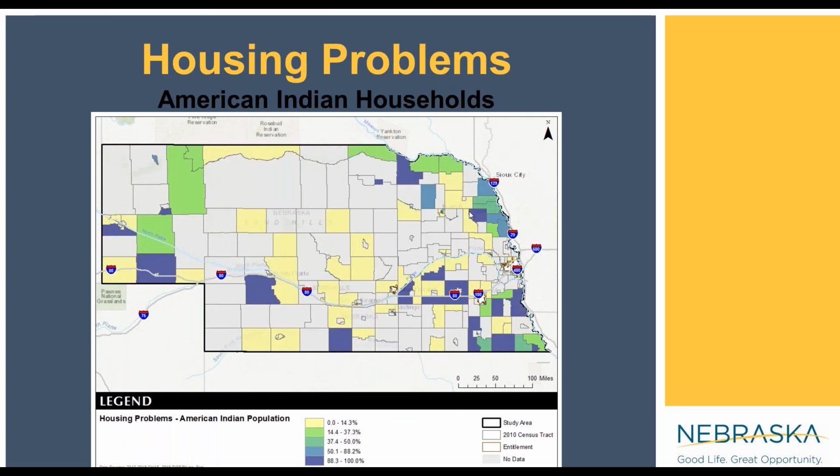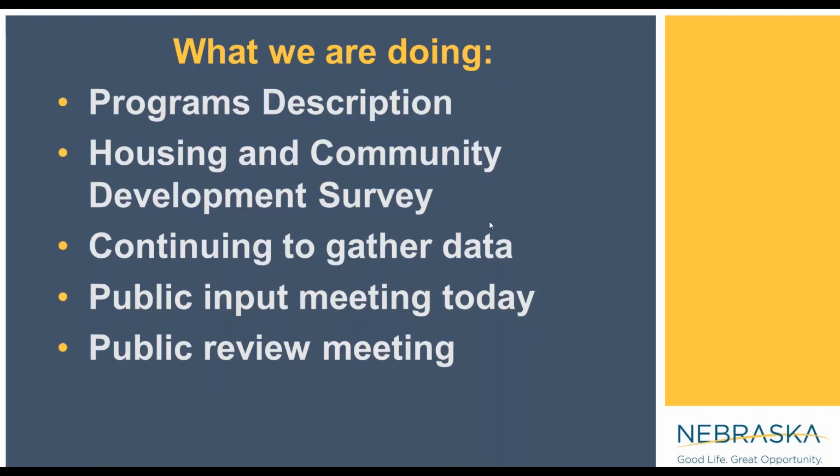And then we also see American Indian households, again scattered. Gray is data does not exist. Over here where we saw a larger concentration of American Indian households, we don't necessarily see a large concentration of housing problems, but then it's scattered throughout the state. Could also be small sample size, but this is what the data is showing us.